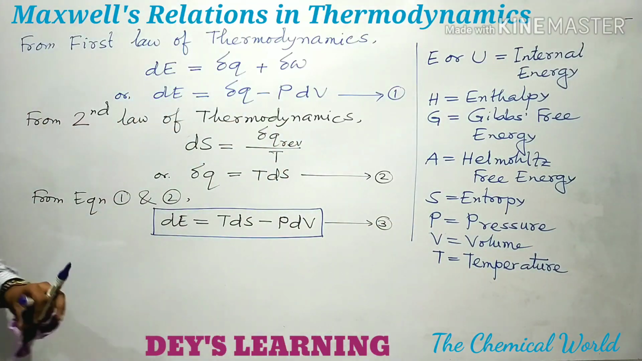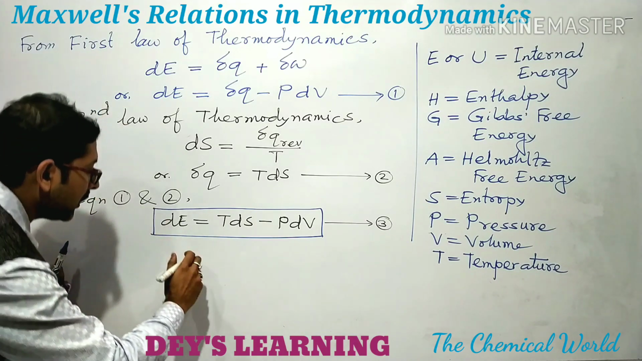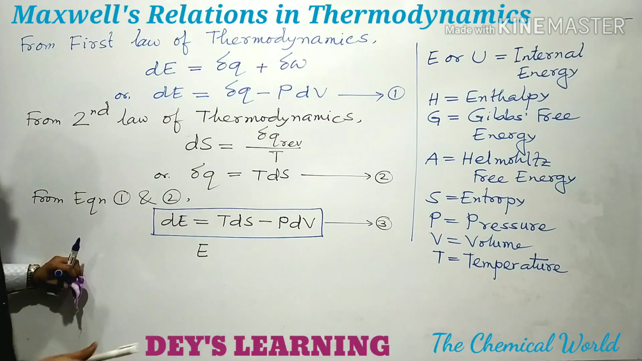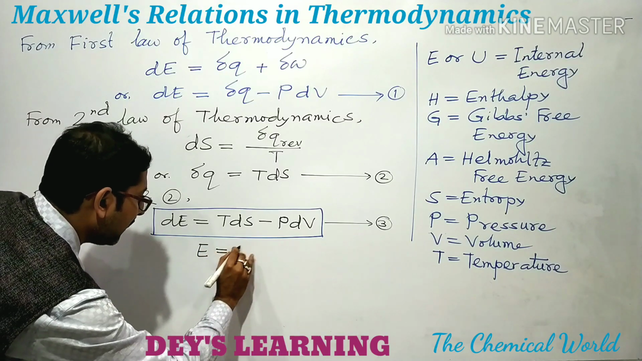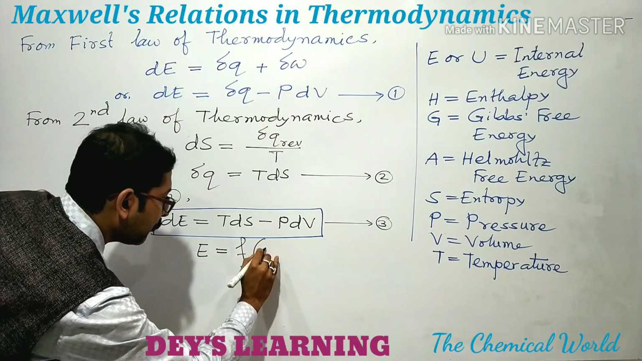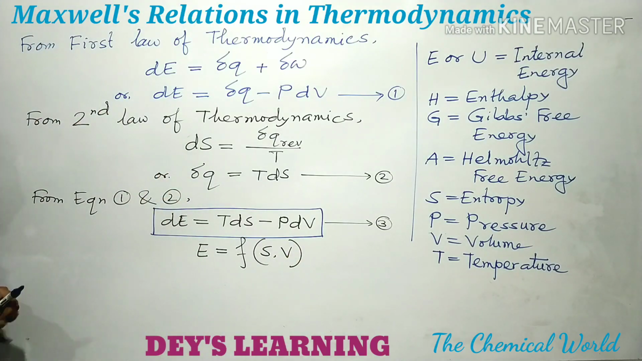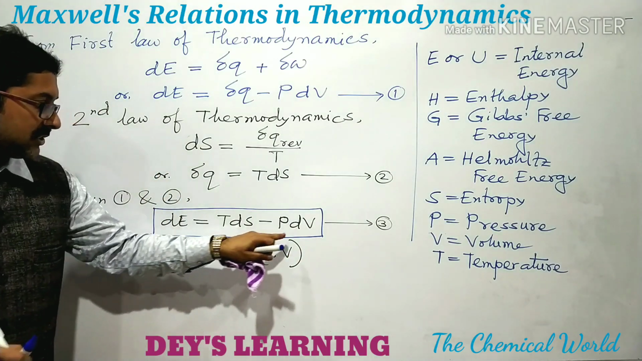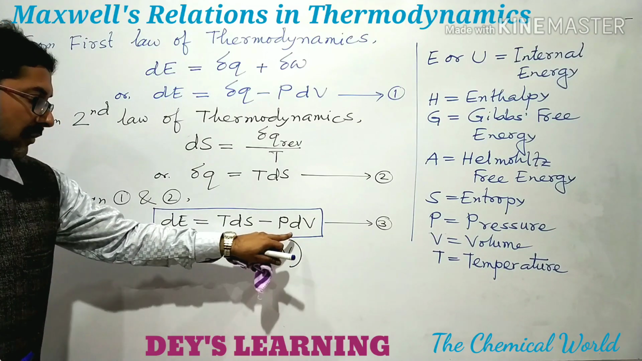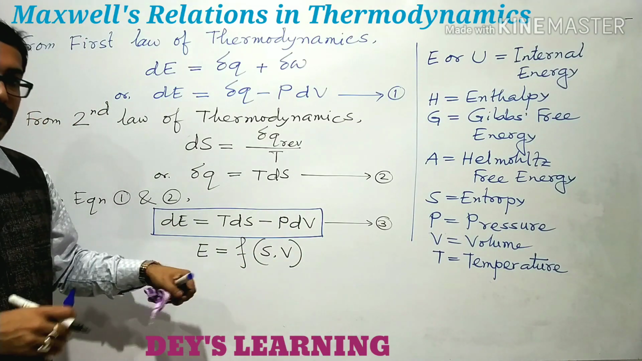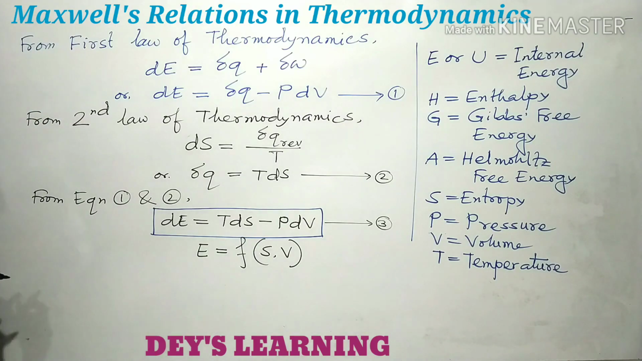So from here we can conclude that E, this is internal energy of the system, is a function of entropy S and volume V. Definitely, because by changing these parameters, the internal energy of the system is changed.